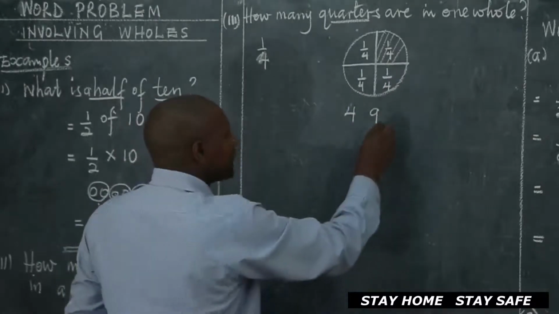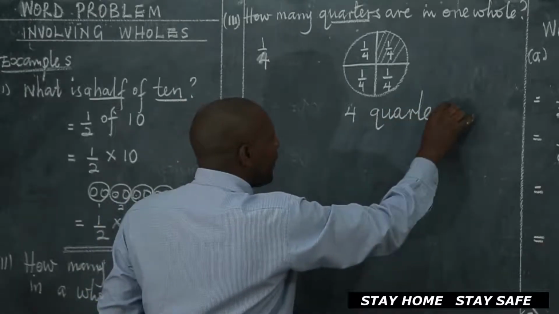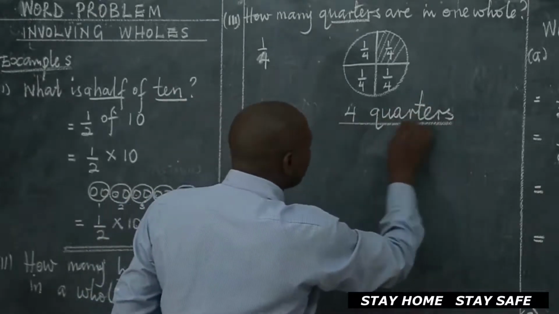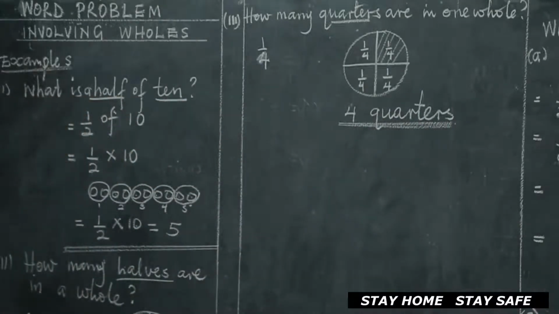Spell the word quarters. C-U-A-R-T-E-R-S. Observe this spelling properly. 4 quarters can be made from 1 whole.